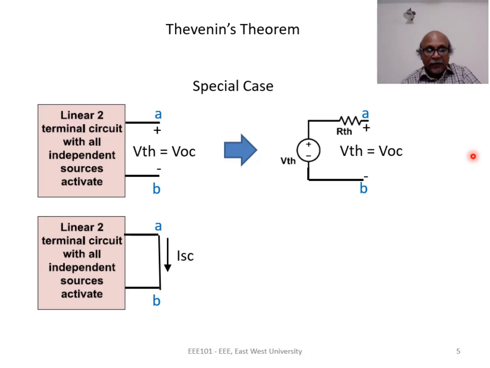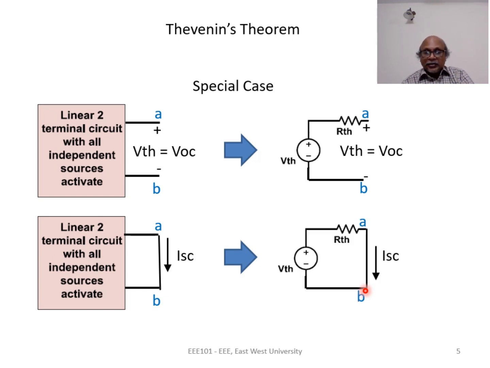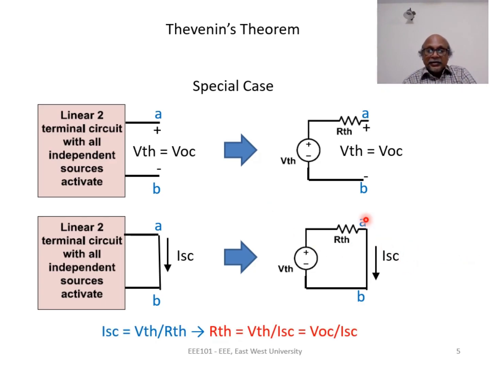Next, we will make a short circuit between node A and node B. Again, all independent sources remain active in our two-terminal circuit. Now, we calculate or determine the short circuit current ISC. In the equivalent Thevenin's circuit, this looks like this. So, using Ohm's law, we can write that ISC is VTH by RTH.